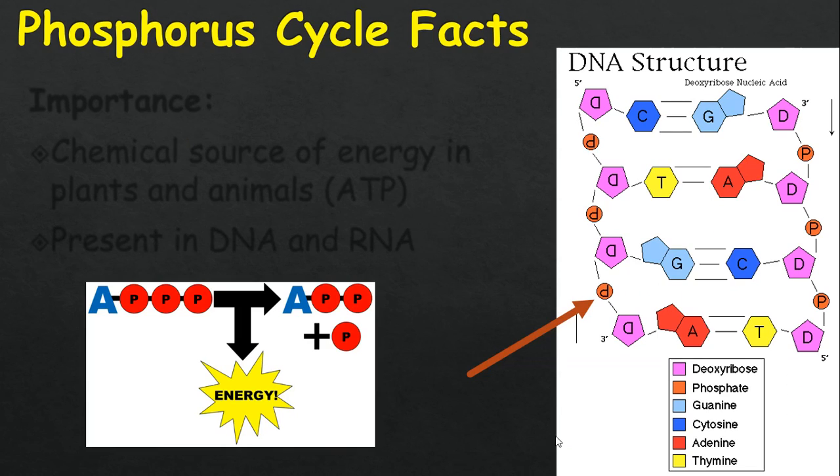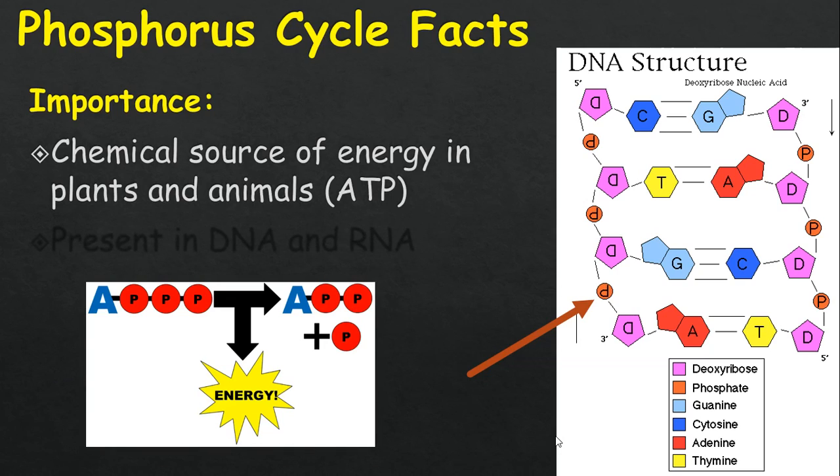So why do living things need phosphorus? Two main things. One, phosphorus can be found in the chemical source of energy that all living things need to survive. If you remember back in cellular respiration, the whole point of that is to get out the stored energy in our food and then convert it to energy our cells can use. Well, that energy source is adenosine triphosphate, or ATP. So there's definitely phosphorus in there, and we need that to be able to make that in our cells.